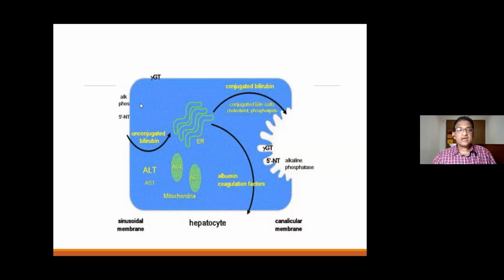Although gamma GT and alkaline phosphatase are found in the hepatocyte, most of them are concentrated in the biliary canaliculi. Because of that, when there is an insult to the biliary system, like a block, you get back pressure leading to damage. Then if there is an infection like cholangitis or any autoimmune process or inflammation, we will see more alkaline phosphatase and gamma GT released into the circulation.